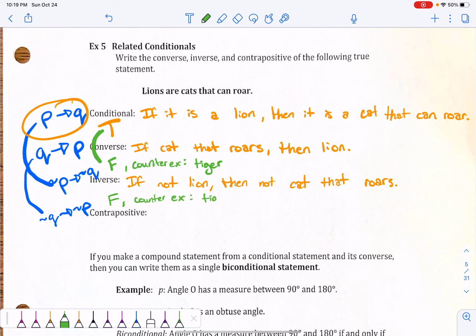It could be a tiger, right? Let me say that again. If what I have caged up next to me is not a lion, it still could be a cat that roars. It still could be a tiger. Right? So false again, all right?